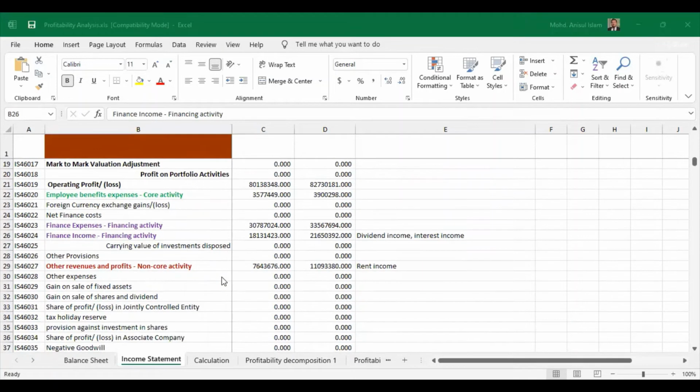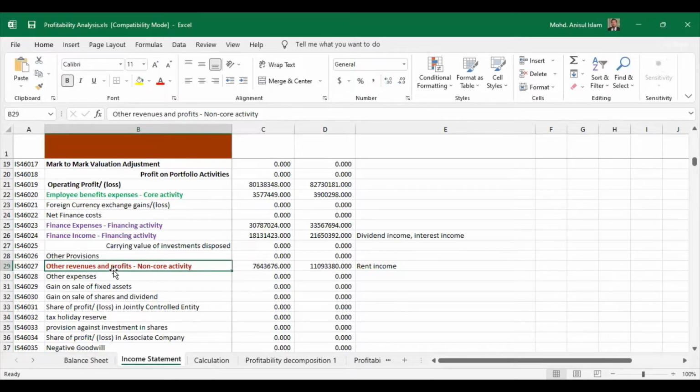Nice. Then in the red color, you see there is the item which is the other revenues and profits. So this is a non-core activity. And we have given a note here that rent income is not operating income from sales. This is not financial income or part of financial income expense. This is part of operating income, other operating income, or operating income other than sales.